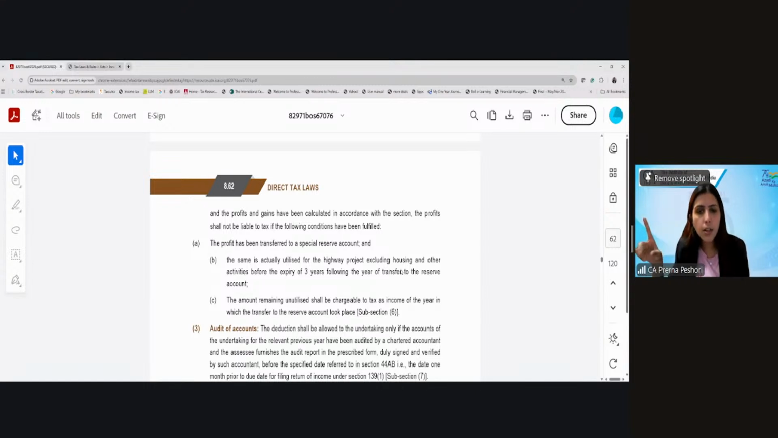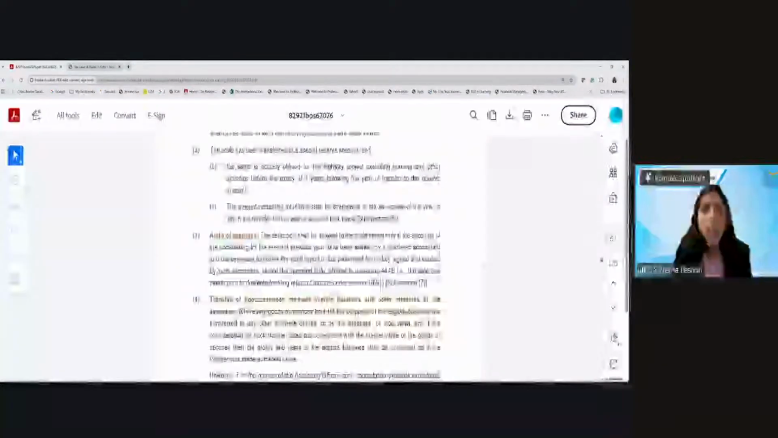If you remember, the same condition was there under 33AB, 33ABA. Here also it is the same. And these profits then should be utilized for the highway project only. If at all they are withdrawn, right? These same conditions are there under 33AB also.